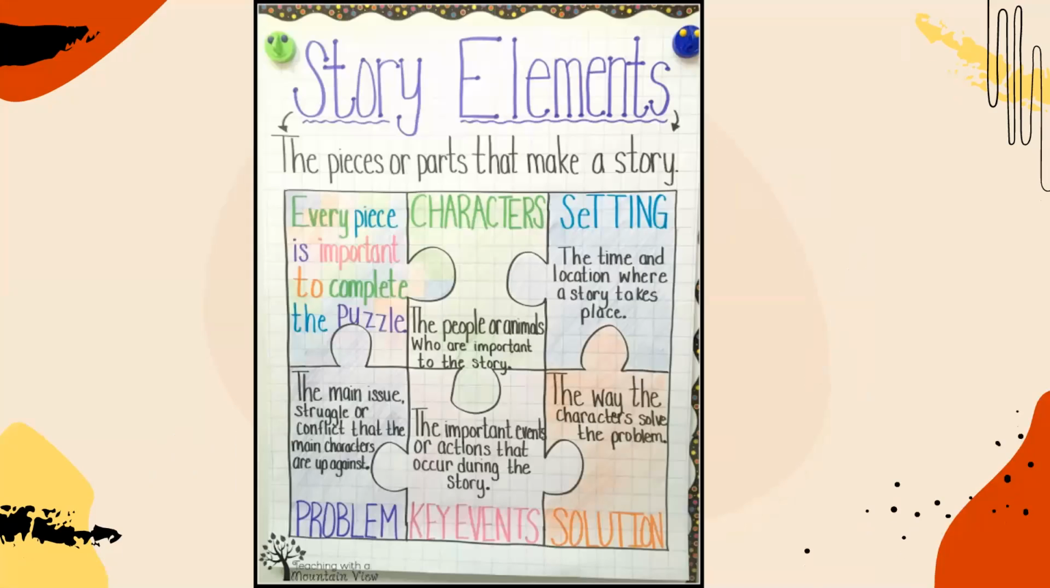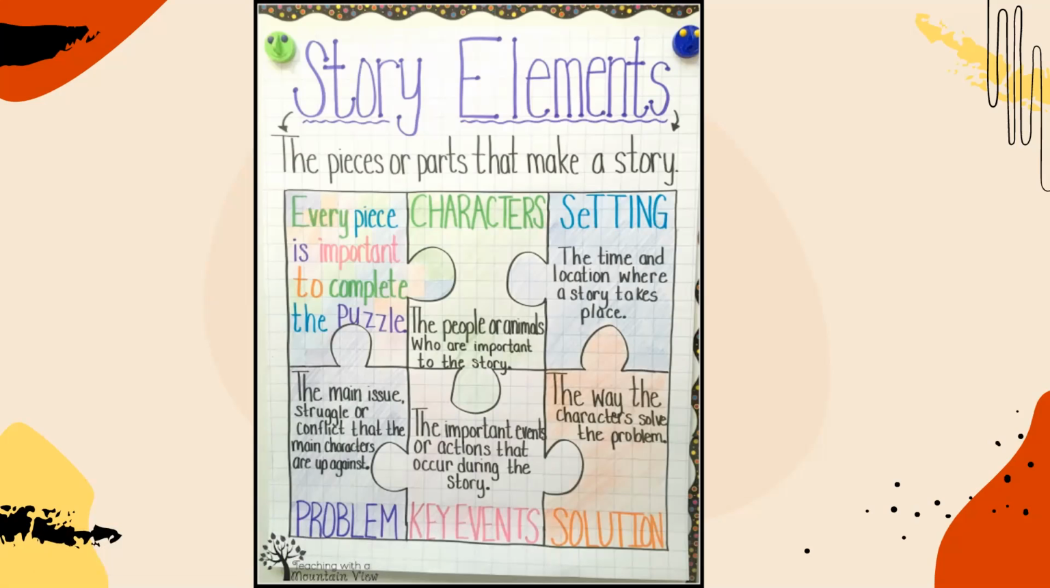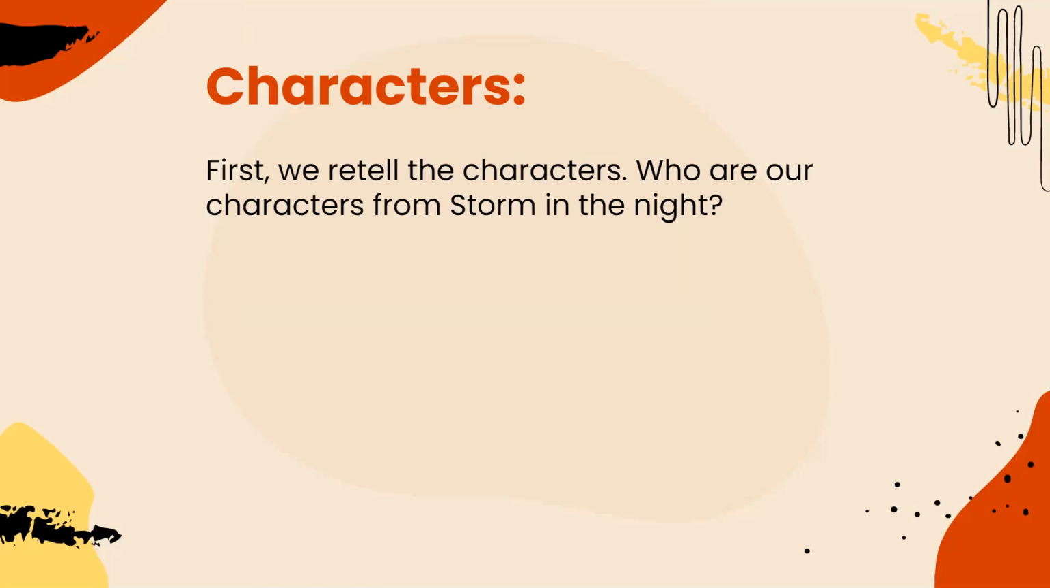This is an anchor chart you haven't seen before, but all of the information on it you should already know. Our story elements are our characters, setting, problem, key events, and solution. Now, we already have talked a lot about our characters, our setting, our problems and solution, and those key events. So help me as we retell the story of A Storm in the Night.